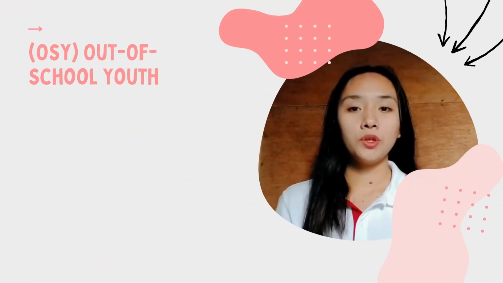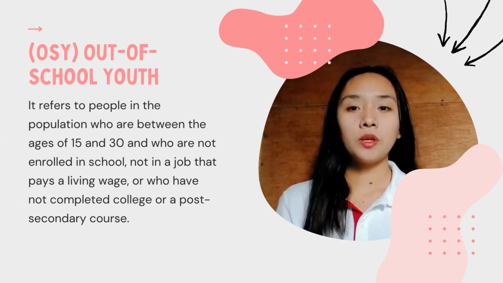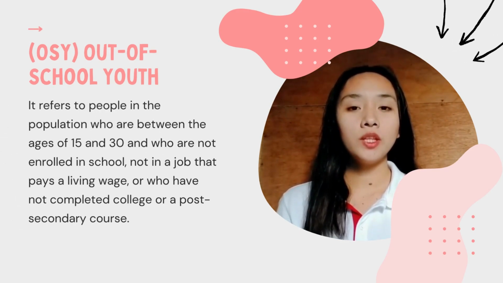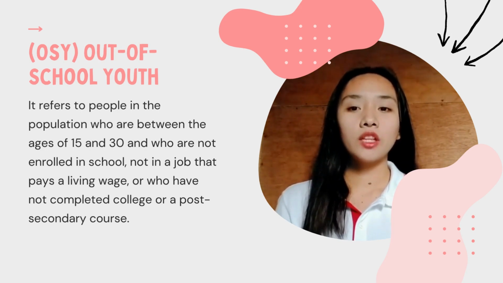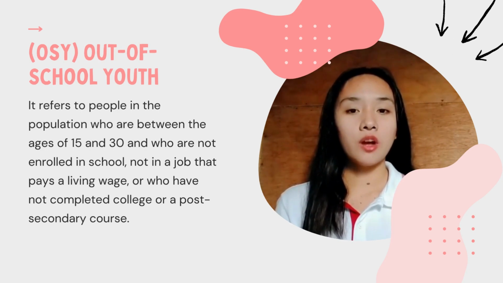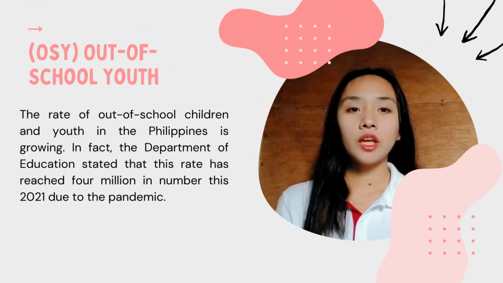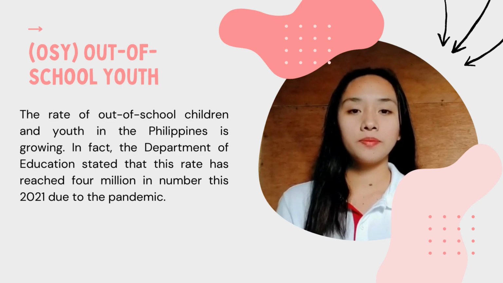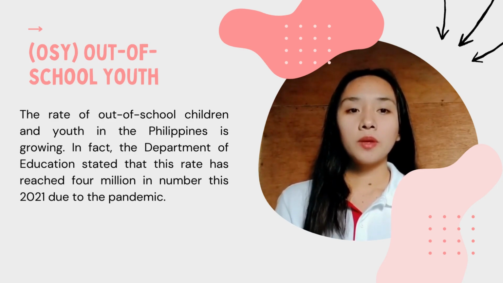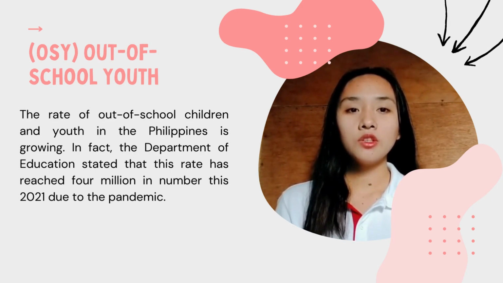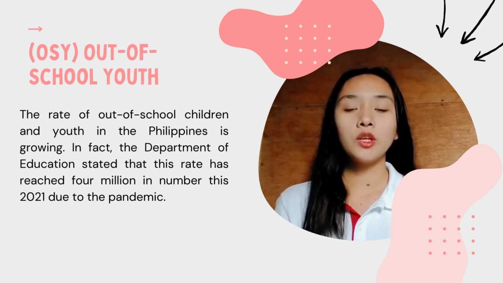Out of school youth. It refers to people in the population who are between the ages of 15 and 30 and who are not enrolled in school, not in a job that pays a living wage, or who have not completed college or a post-secondary course. The rate of out-of-school children and youth in the Philippines is growing. In fact, the Department of Education stated that this rate has reached 4 million in number this 2021 due to the pandemic.